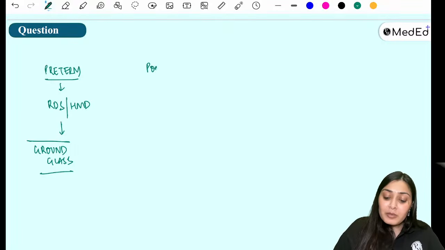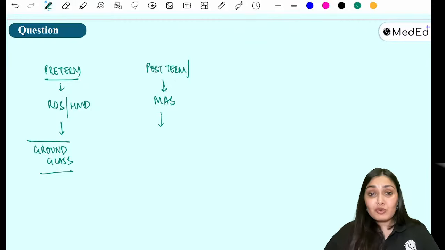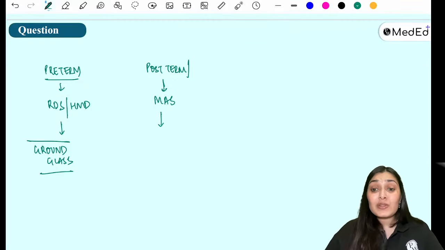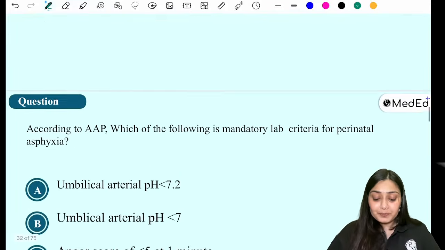In postterm babies or in distressed babies, meconium stained liquor babies, you are going to see meconium aspiration syndrome. In meconium aspiration syndrome, different patterns of X-rays can be there. There can be hyperinflation, segmental collapse, there can be a chemical pneumonitis like picture. Ball valve mechanism can lead to hyperinflation of a segment. All of these things can be seen in cases of meconium aspiration syndrome.